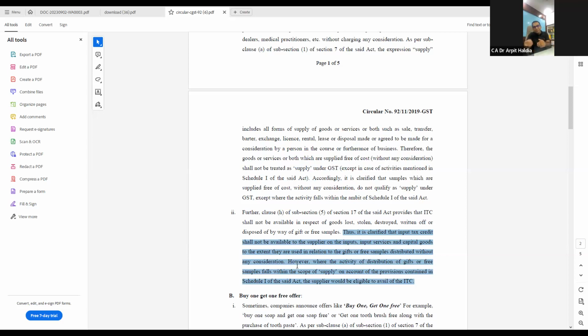So therefore, once I have availed the ITC, then I have distributed it as a gift. In my opinion, this circular also clearly provides that since it falls within the ambit of Schedule 1, Para 1, therefore the tax would be levied and ITC at the same time would also be allowed.